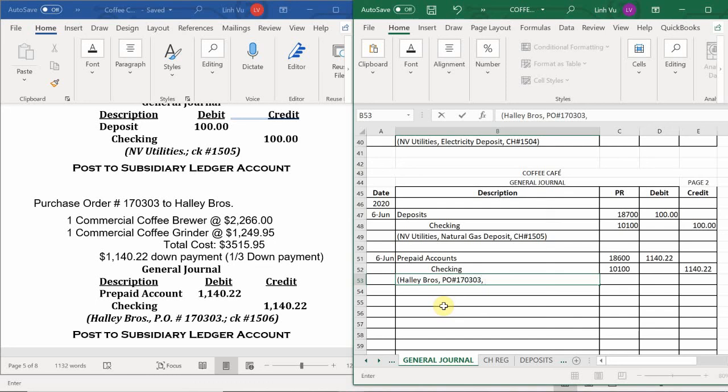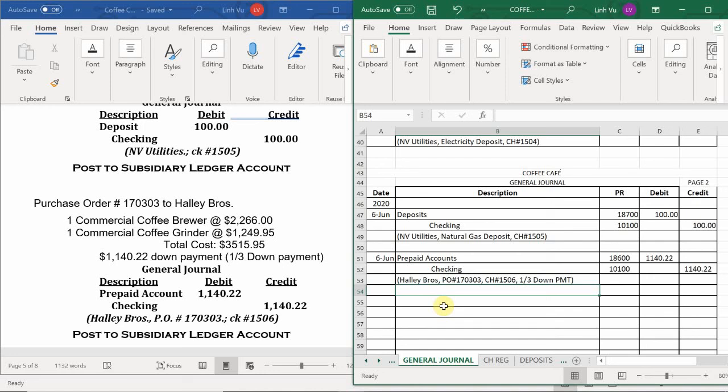And then once again, I wrote check number 1506. Okay, which tells me this is a one-third down payment.